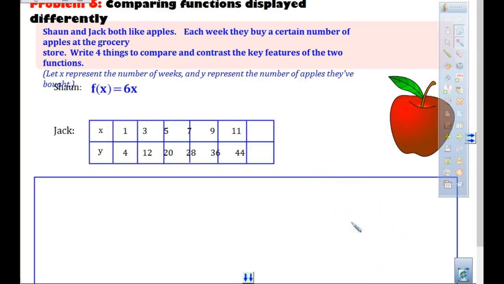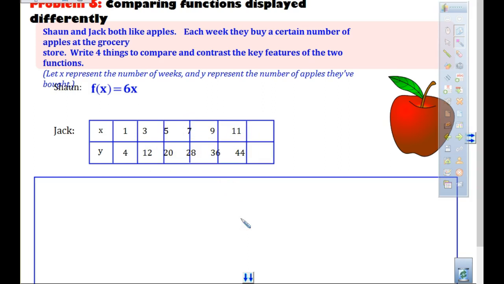Now, I know your numbers, my table kind of got weird up here when it's on this screen. So as you take a look at this, it says, Sean and Jack both like apples. Each week they buy a certain number of apples at the grocery store. Write 4 things to compare and contrast the key features of the 2 functions. So Sean's is y equals 6x, or f of x equals 6x. And Jack's is, at first week he bought 4, 12, week 3, 20, and so on, he's at 44.